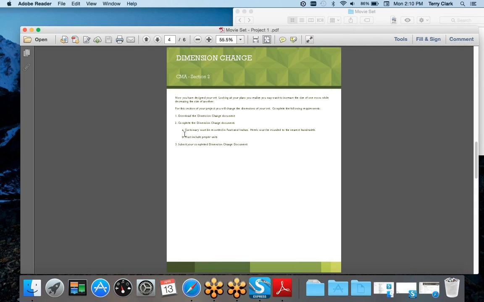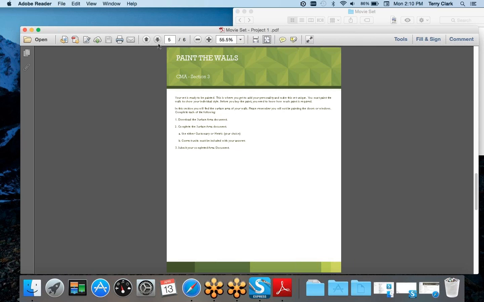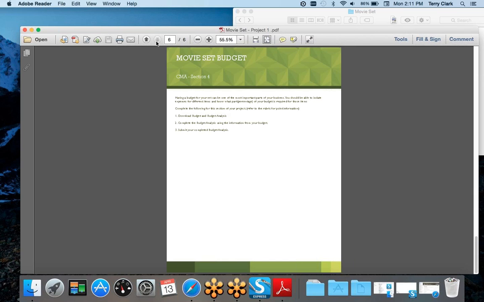Okay, now here it's going to tell you what you need to download and complete. And then you'll need to download again the surface area document and complete it. Now in the surface area, it says you can use either the customary area or metric. It's your choice. Okay, but you couldn't do that on the conversions. On the conversions, you had to do both.